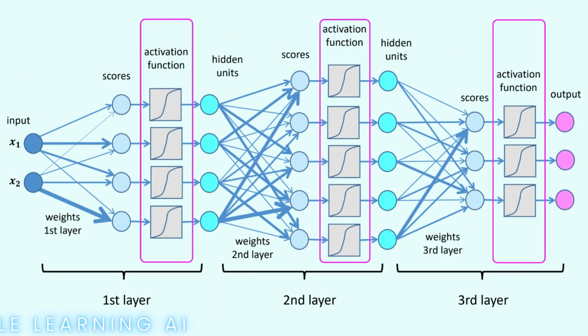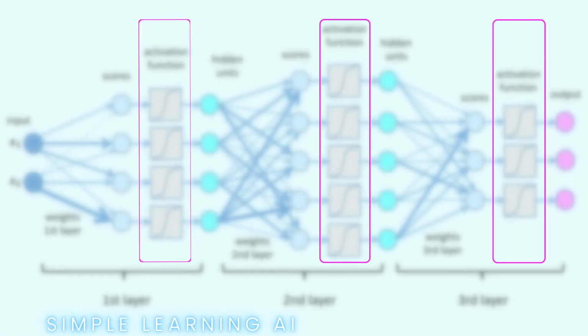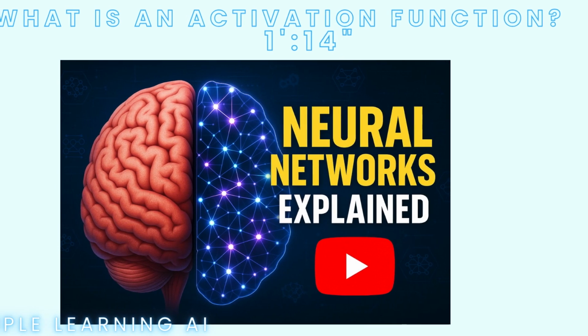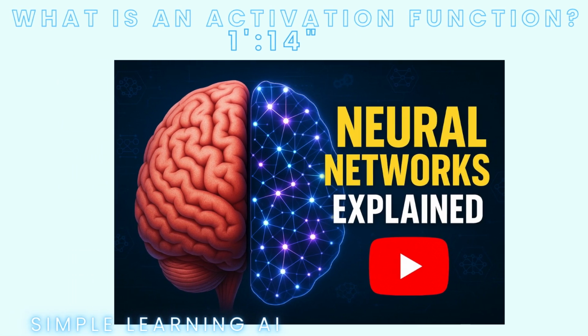Activation functions. These are formulas that decide whether a neuron should fire or stay quiet. Common ones include... We talked about types of activation functions in a previous video. If you don't know about it, just watch that video.